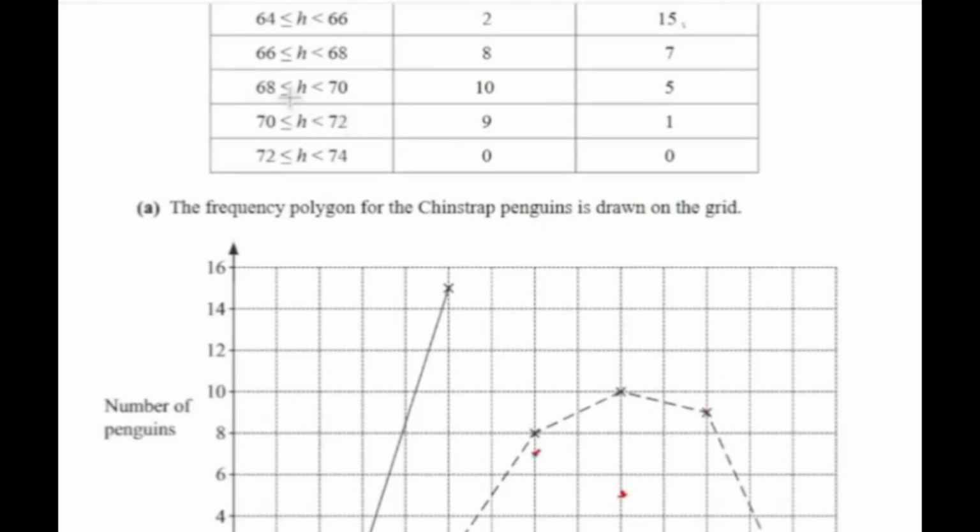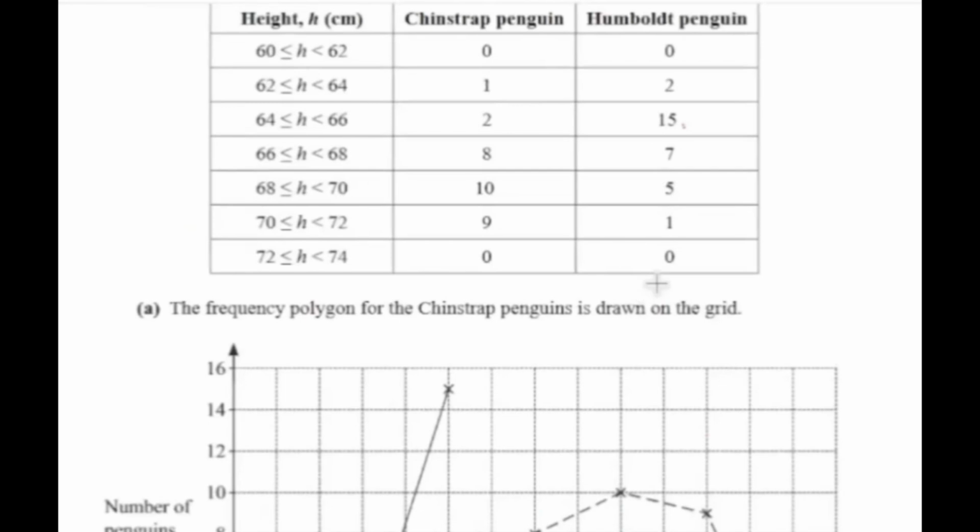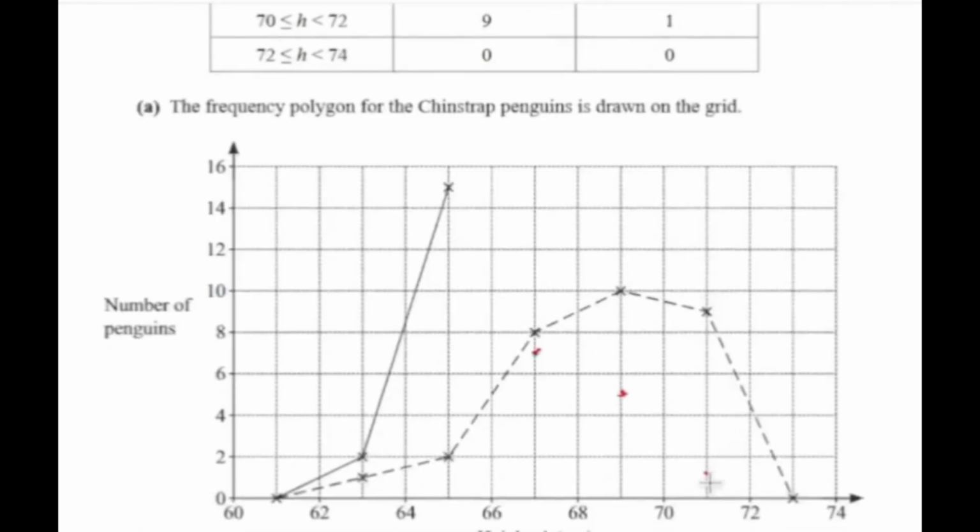The next we have height range 68 centimeters to 70 centimeters. We have just 5 Humboldt penguins there. So 68 to 70, we have 5 of those penguins there. We mark this point. The next one is 70 to 72 centimeters. We have just 1 Humboldt penguin there. So this is it. That one, just 1, corresponds to this height range.